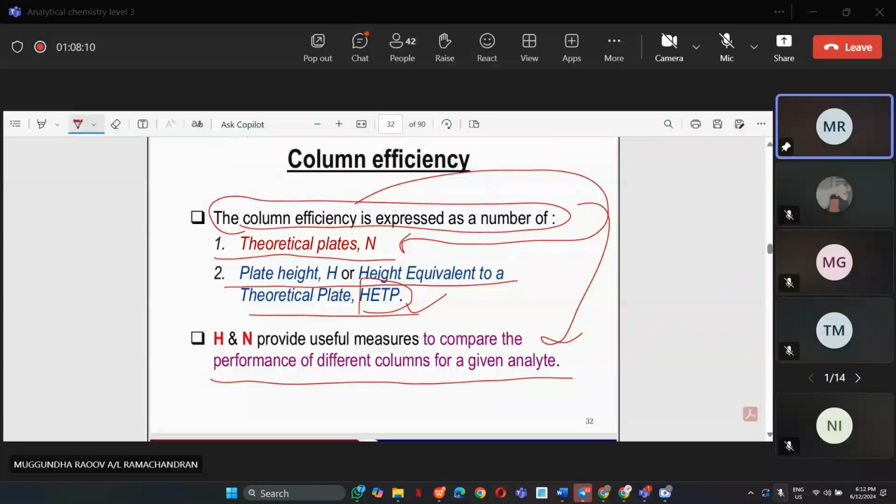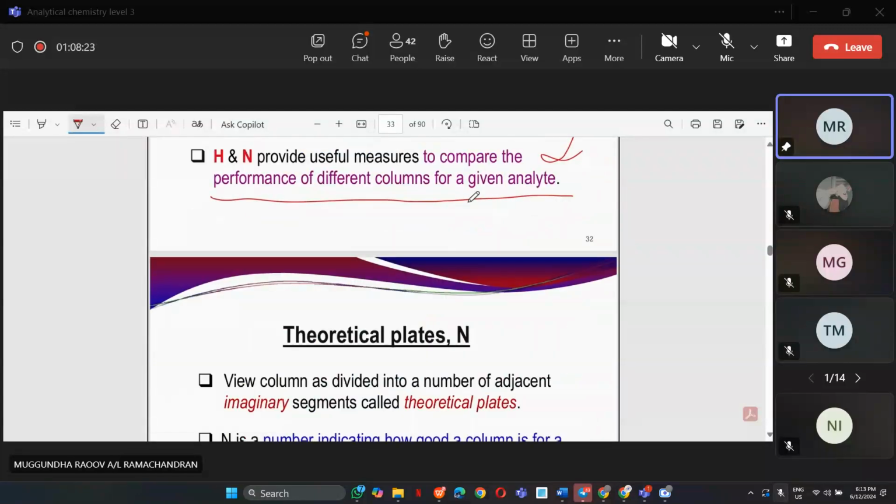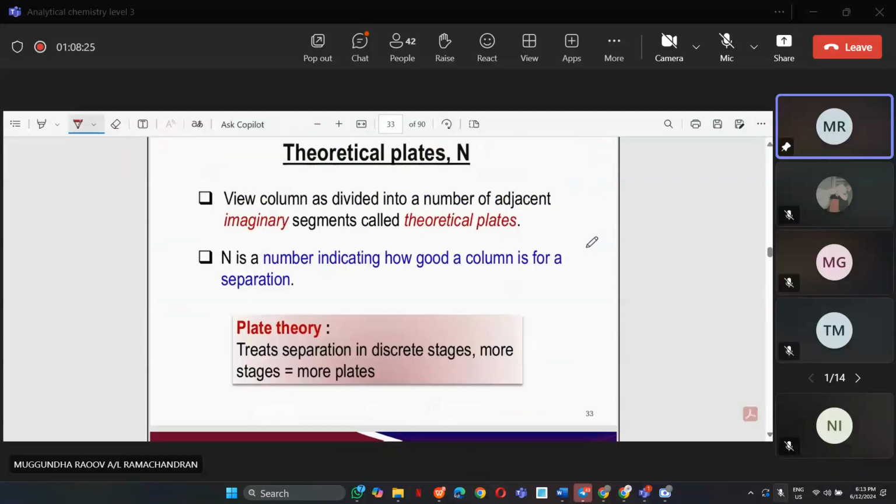Okay, so H and N basically provide very useful measures to compare the performance of different columns for a given analyte. So class, theoretical plates is something we can imagine. Just imagine this is our column.